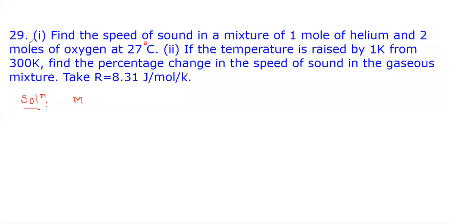IIT series question number 29, first part. Find the speed of sound in a mixture of 1 mole of helium and 2 moles of oxygen at 27 degrees centigrade. Part 2. If the temperature is raised by 1 Kelvin from 300 Kelvin, find the percentage change in the speed of sound in the gaseous mixture. Take R equal to 8.31 joule per mole per Kelvin.